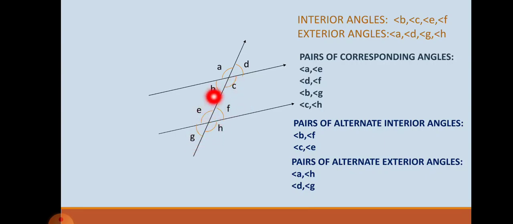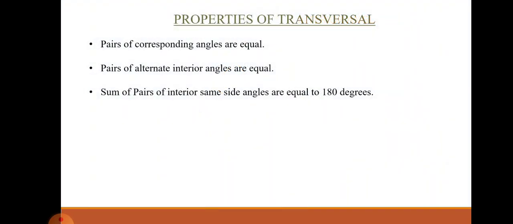B and G are corresponding angles. So whatever the angle B has, the same angle G must have. That is the property regarding corresponding angles being equal. And what is the next property? Pairs of alternate interior angles are equal.